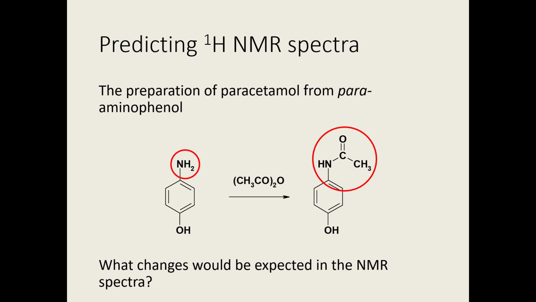Let's look at an example. Paracetamol can be synthesized from the starting material para-aminophenol by acetylating it with acetic anhydride. If we want to know whether this reaction has been successful, we need to know what changes we're looking for in the NMR spectra of the starting material and the product.